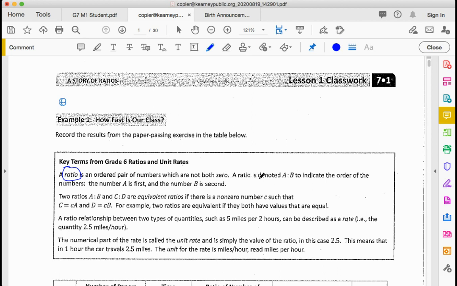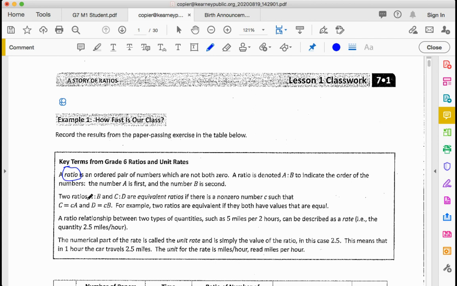Now, a ratio is denoted, that just means the way we show it, when we have A and then colon B, okay? That's one way to show it. We're going to look at 2 other ways. And it says to indicate, which shows the order of the numbers. The number A is first, number B is second, right? Does that make sense? A to B. We're talking about A first, then B. Now, this one's kind of complicated, but it's not that bad.